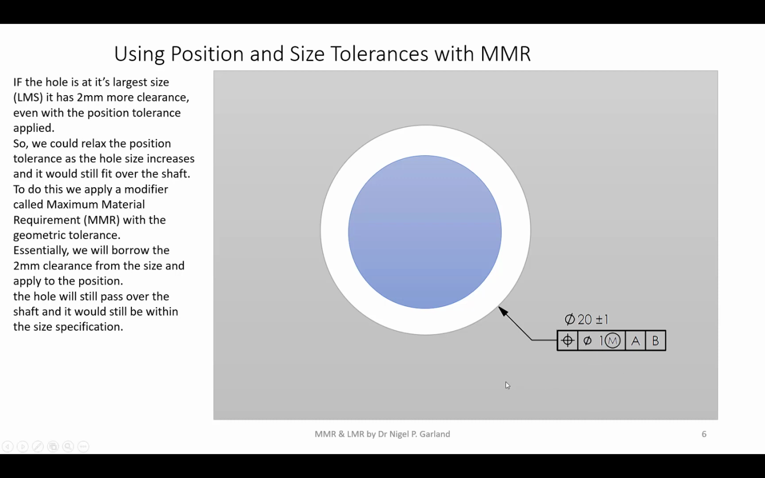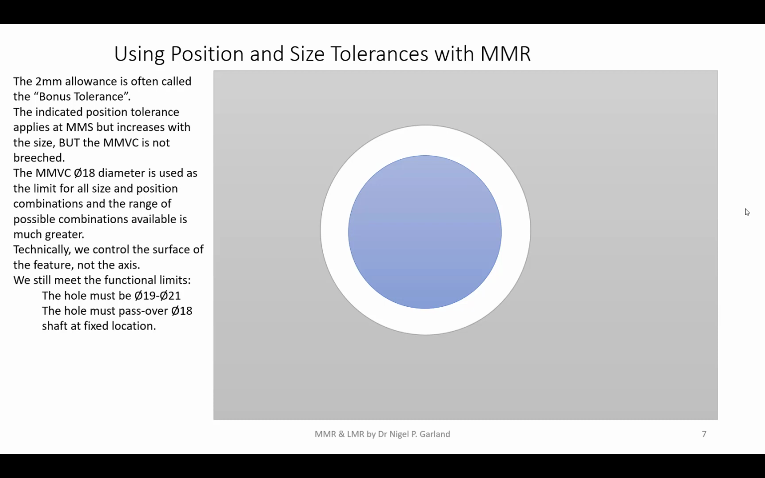So let's see how that might look. So that 2mm of allowance that we've borrowed from the size tolerance, that's called the bonus tolerance. The indicated position tolerance applies at MMS, but increases with size. But the maximum material virtual condition stays the same. So we're always constrained by that 18mm diameter maximum material virtual condition. And we can essentially use that as a limit for any size and position tolerance combination within this hole.